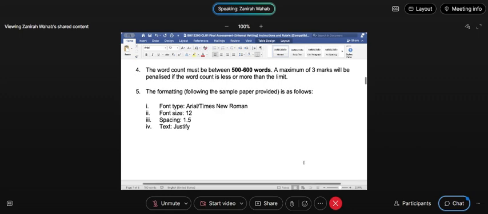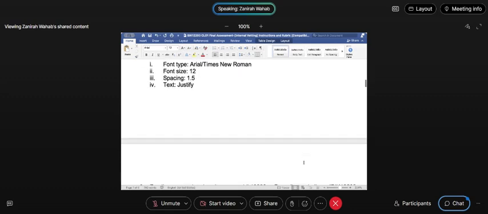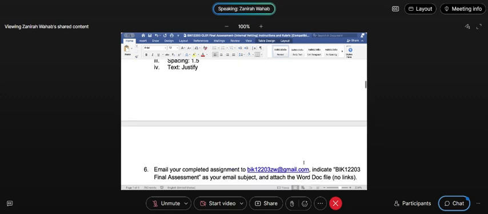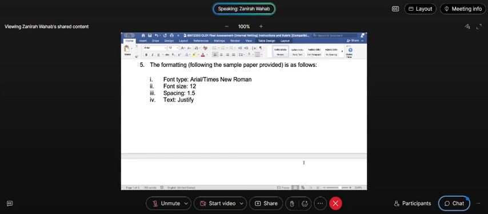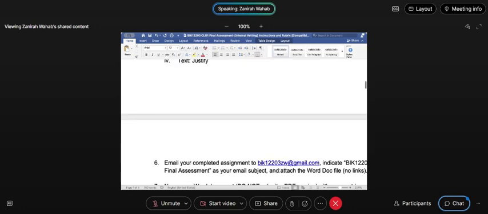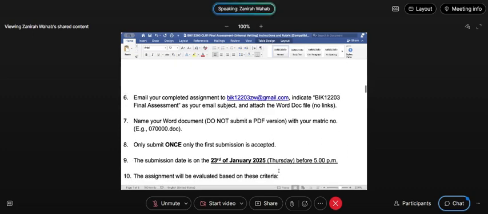So the formatting also is the same. I will update you right after this session on your Clip so you can access it later. Why did I not share it yet? Because of the deadline that we might want to discuss. So the formatting is the same. I would prefer you to use Arial or Times New Roman, font size 12, spacing 1.5, and please justify your paragraph.